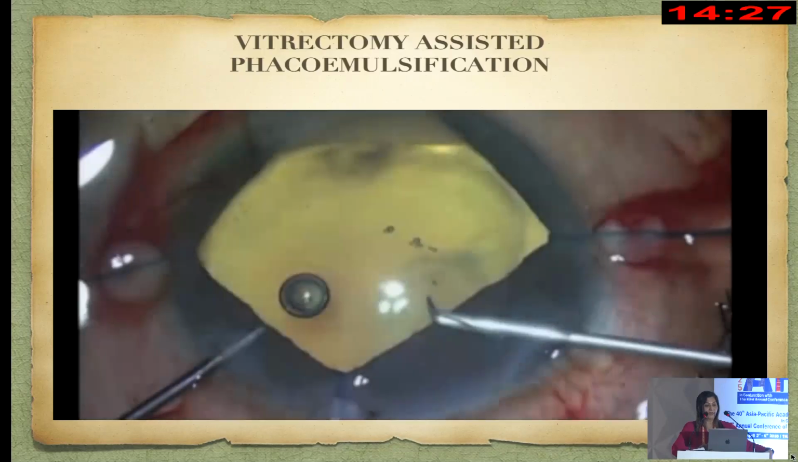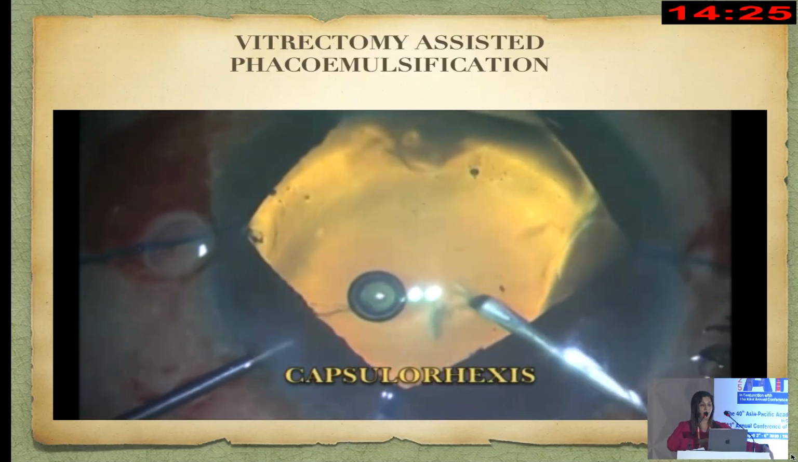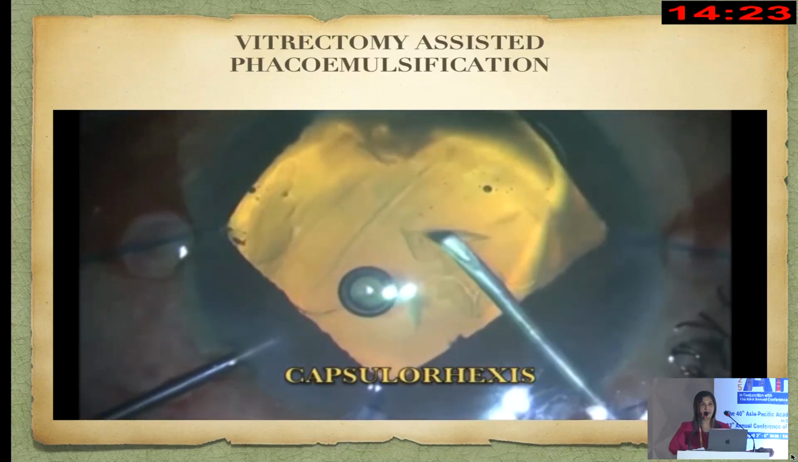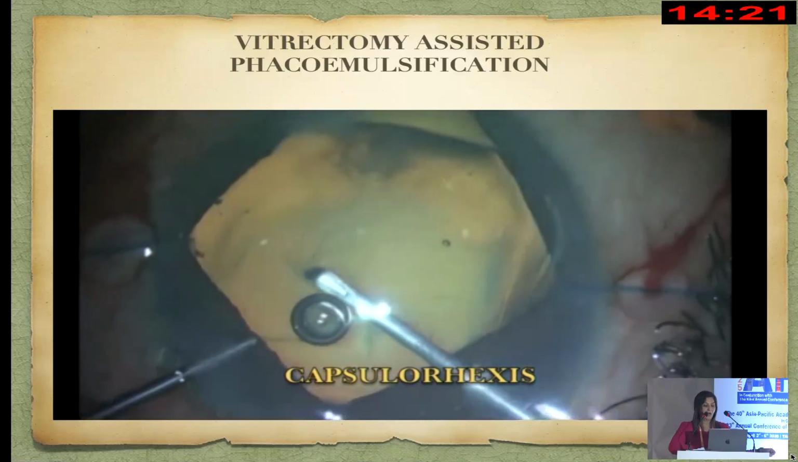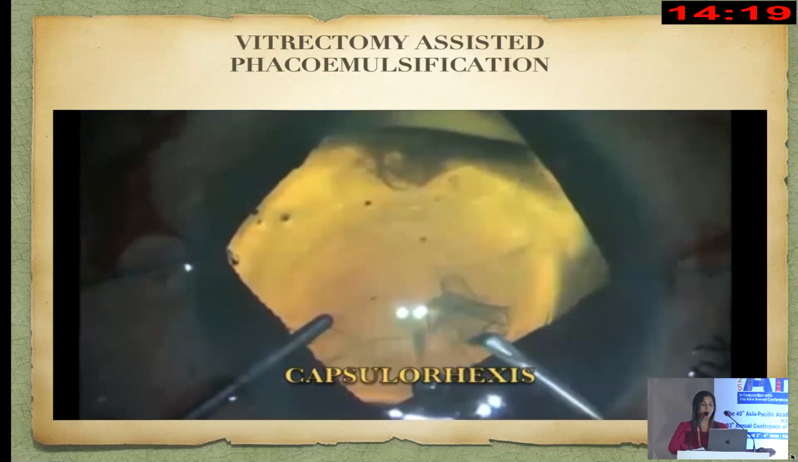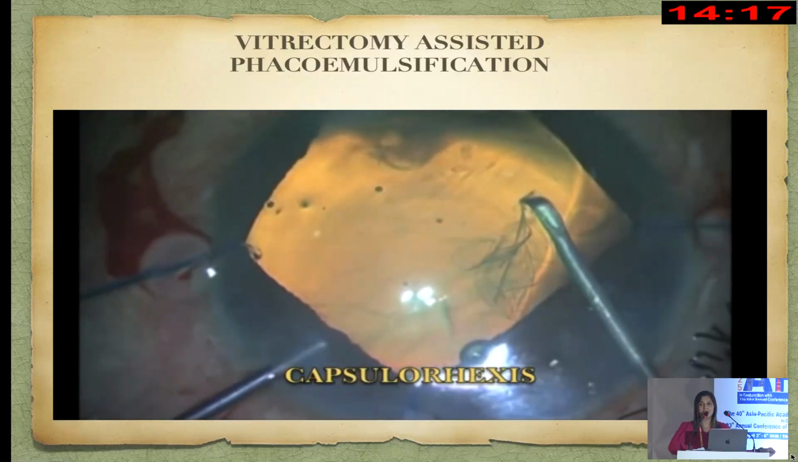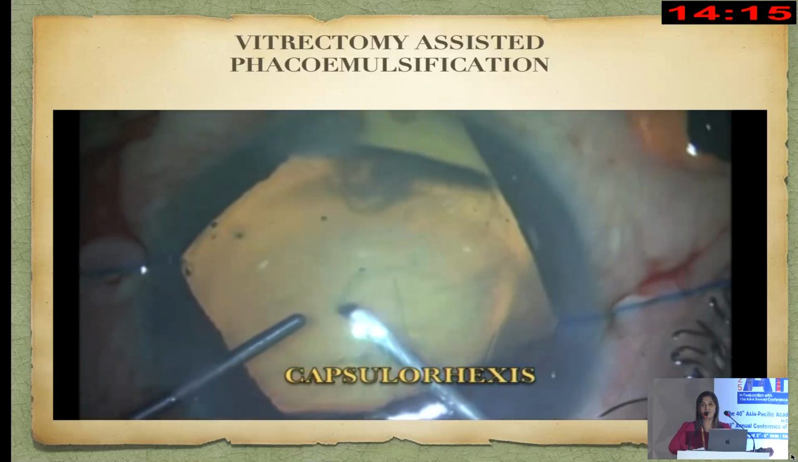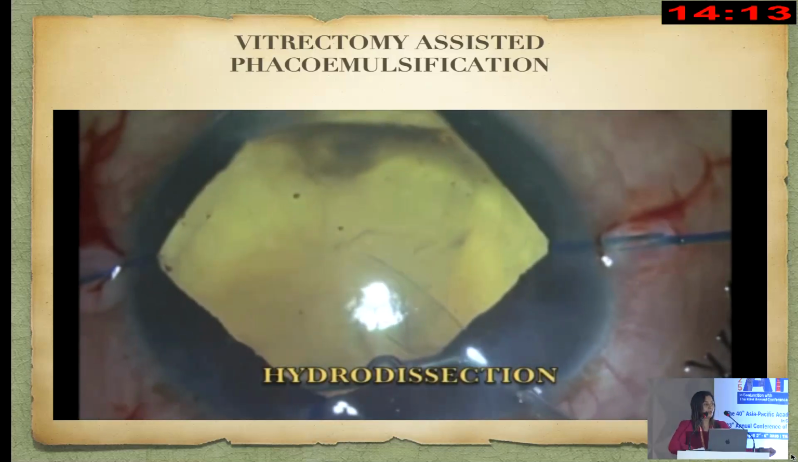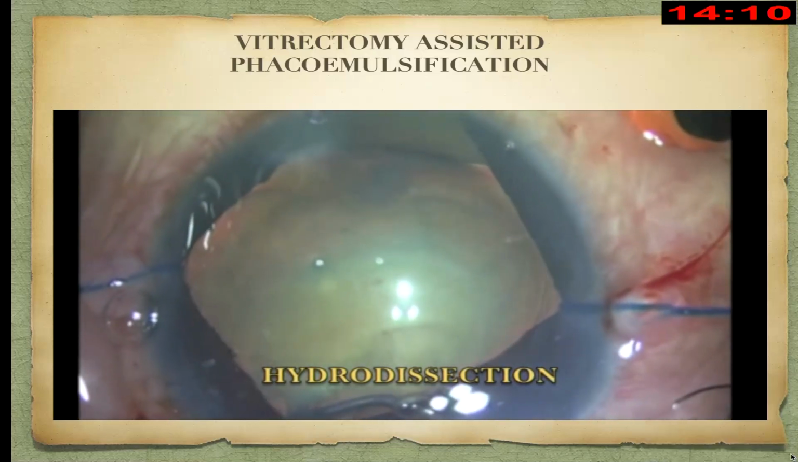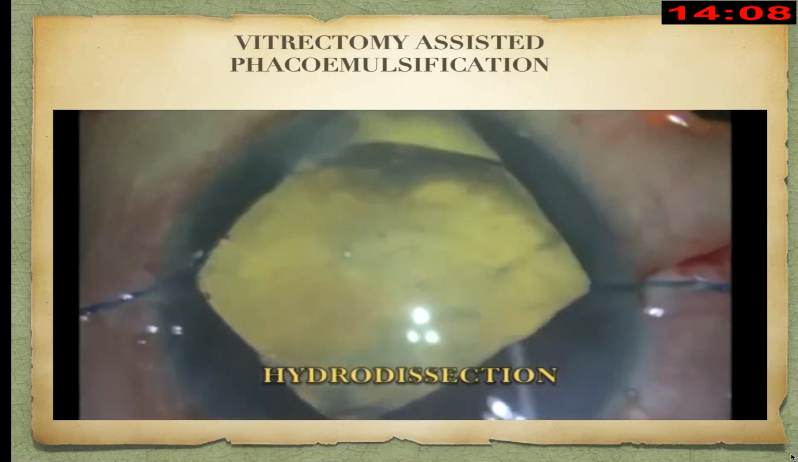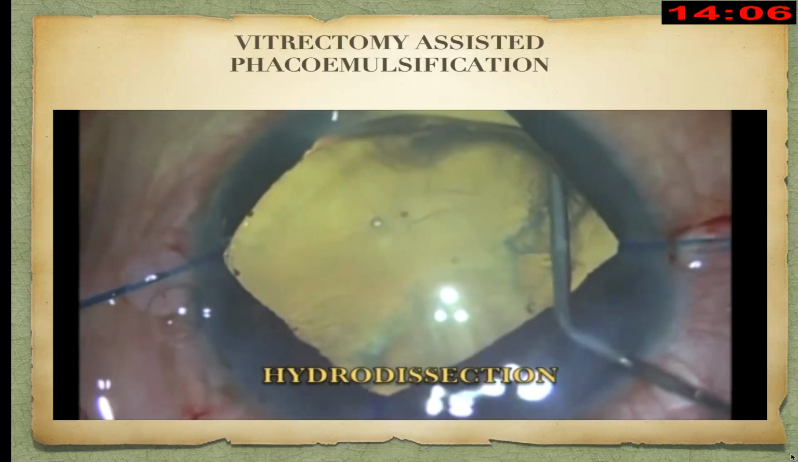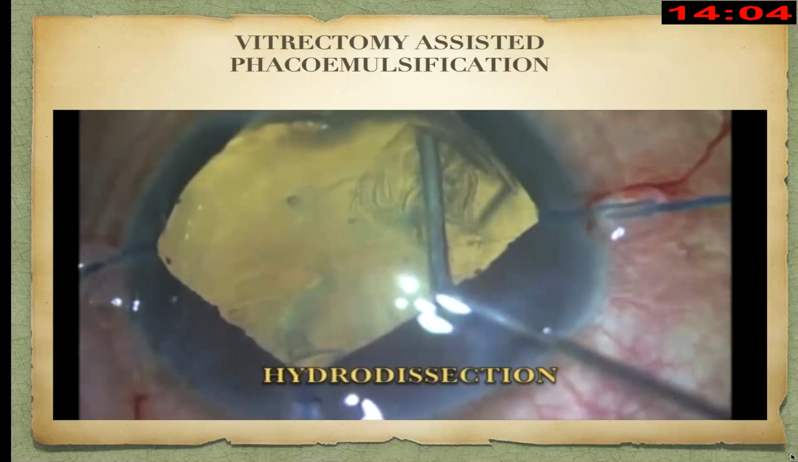Now this is a video. This shows a case where there is a segment with an absence of zonules. When you start doing capsulorhexis in these cases, and when you start doing phacoemulsification, what happens is that the fluid of the phacoemulsification goes around the lens from the communication between the anterior and the posterior segment.